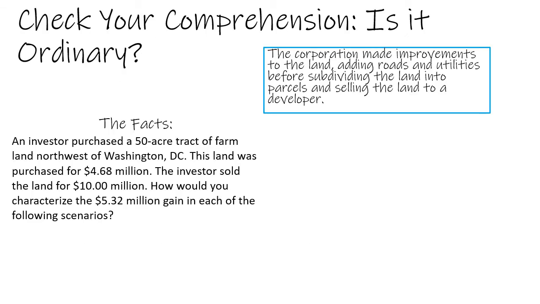So let's look at the facts. Is it an ordinary gain or is it a capital gain? If an investor purchased a 50-acre tract of farmland northwest of Washington, D.C., for $4.68 million, and then the investor sold the land for $10 million, how would you characterize the gain in each of the following scenarios? First, if the corporation that acquired the land in the first place added roads and utilities before subdividing the land into parcels, the land sale with the improvements was to a developer. Is it capital or is it an ordinary gain?